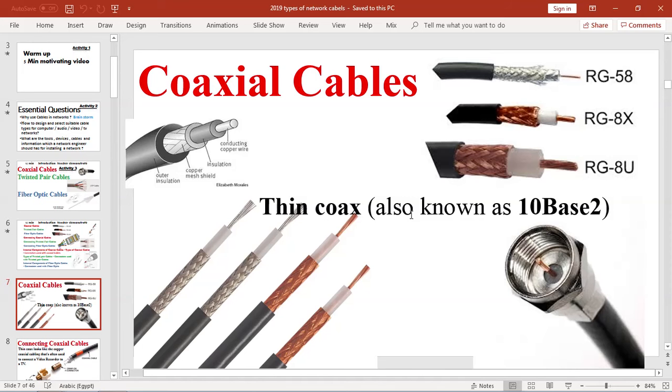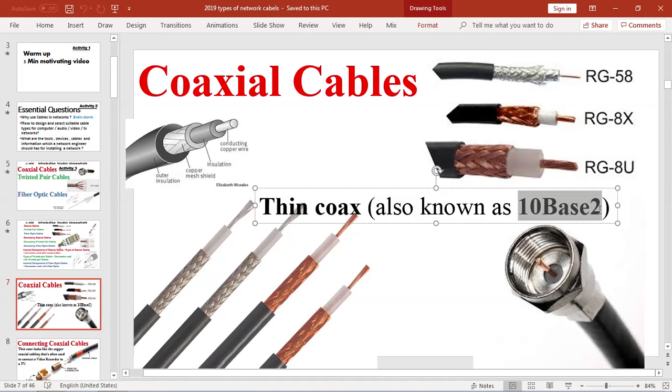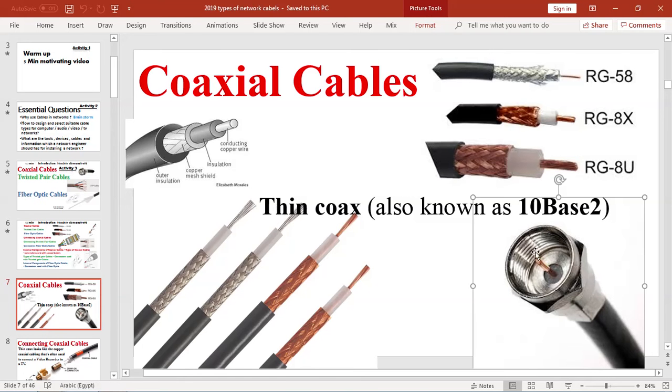The coaxial cable is also known as 10Base2. This is the scientific name of the coaxial cable. As you see, this is the TV or receiver cable. Yes, there's the internal construction of the coaxial cable. As you see, there is a conducting copper wire or aluminum wire. This is the insulation, insulating the conductor, and this is a copper mesh shield. This is a shield made of copper, and this is the outer insulation.